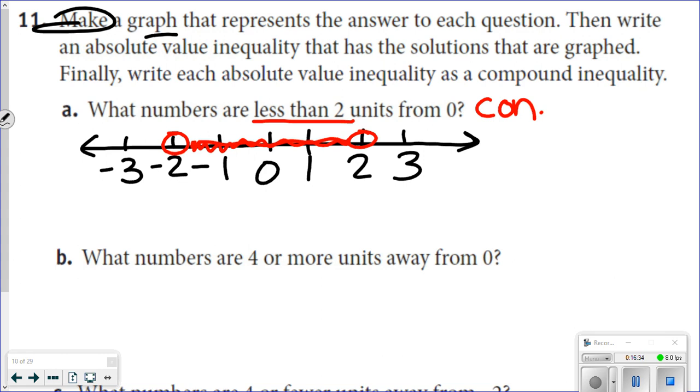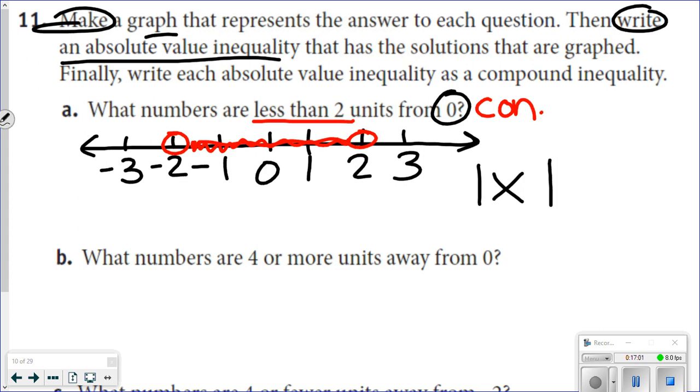We're not done yet because this next set of directions is write an absolute value inequality that has the solutions that are graphed. So what we're going to do is put our absolute value bars again. And it would be x minus my starting number, but my starting number is 0 here, so I'm not going to write x minus 0. How many units away did we move? 2. And we needed less than that. So less than. What numbers are less than 2 units away from 0?